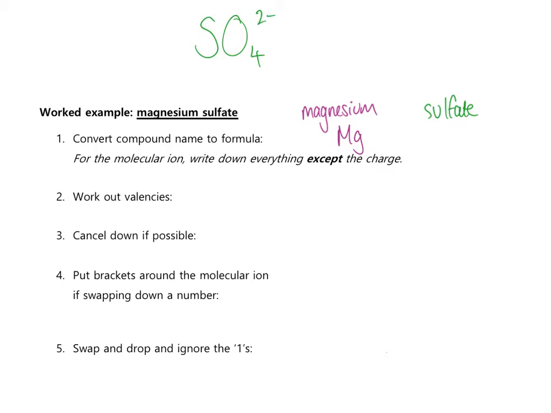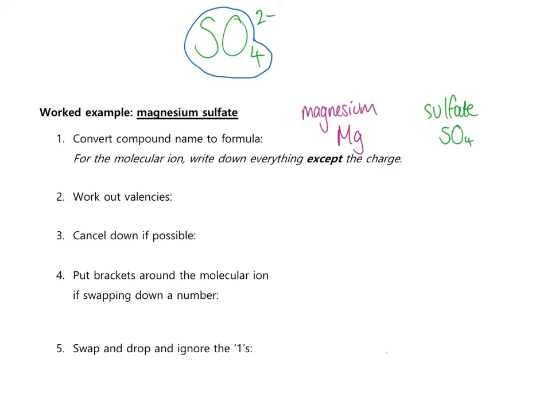2 minus. What I'm asking you to write down at this point is just the formula, which is everything except the charge. So that's the letters and the numbers at the bottom. I know I'm saying this a few times, but people commonly make mistakes with this. So I'm just writing down SO4 at this stage. Make sure you've got the S, make sure you've got the O, and make sure you've got the little 4 at the bottom, but not the charge.